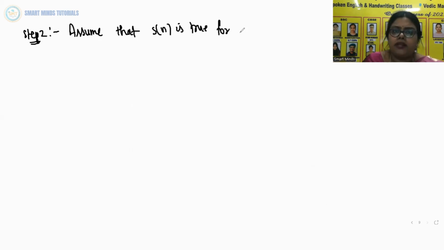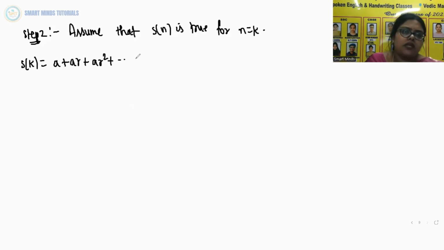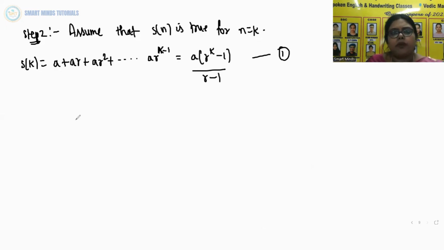Now, step 2 is assume that S of n is true for n is equal to k. So we write the whole statement again by replacing n with k. So S of k is equal to a plus ar square plus so on up to ar power, sorry, k minus 1 equals a into r power k minus 1 by r minus 1. This is equation number 1.